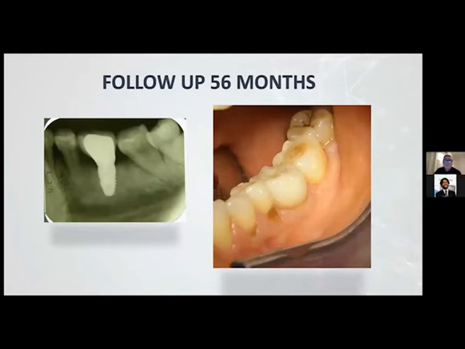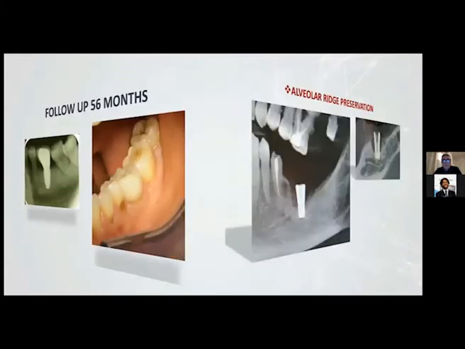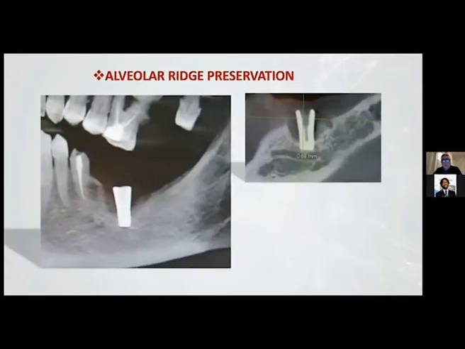So after 56 months, the result is very stable. The tissue is like natural bone. This is another alveolar ridge preservation.